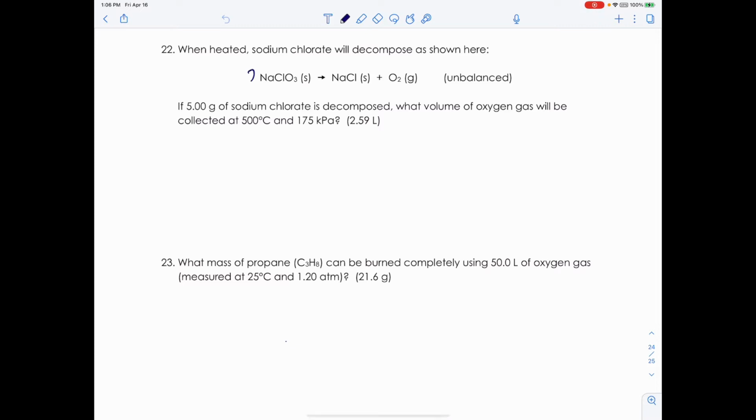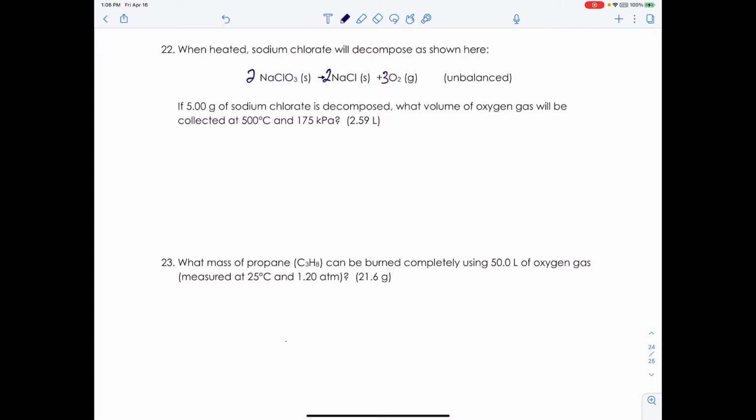So I'll put a 2 in front of the sodium chlorate to give me 6 oxygens on the left. I'll put a 3 in front of the oxygen on the right to give me 6 oxygen atoms on the right. And then a 2 in front of sodium chloride will finish balancing.